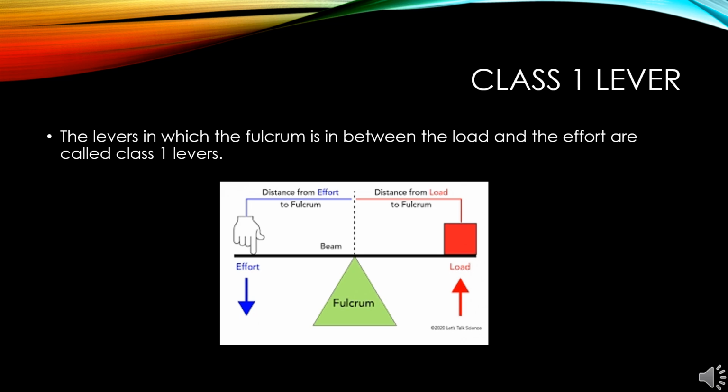The levers in which fulcrum is in between load and the effort are called Class 1 lever. Let us see diagram to understand this class of lever. In the diagram, it can be seen that fulcrum is in between load and effort. Here, load arm and effort arm may be equal or unequal.